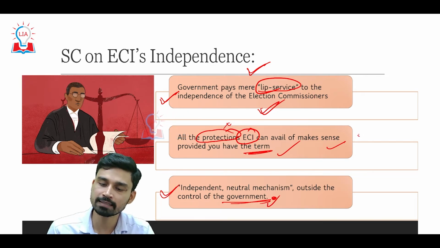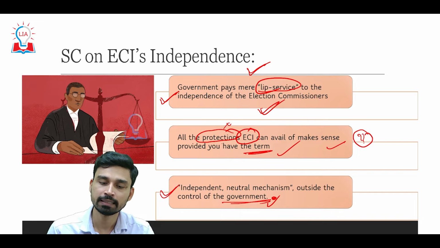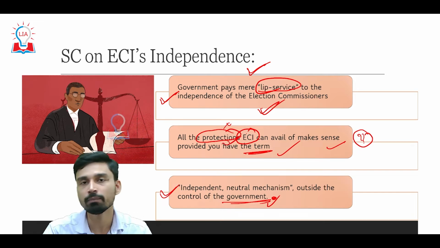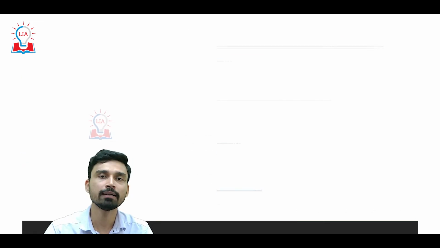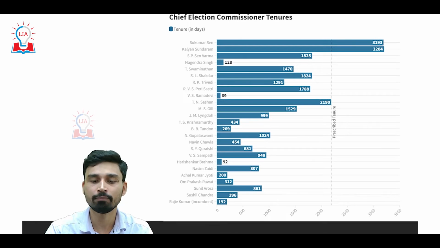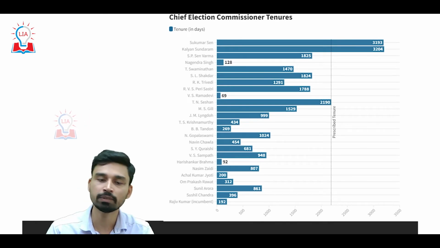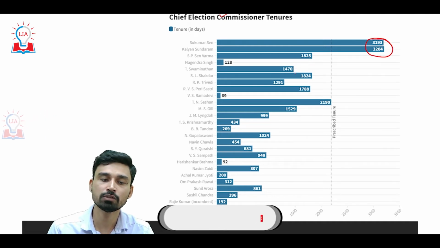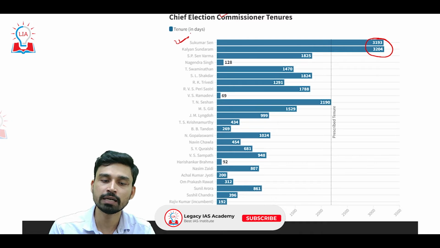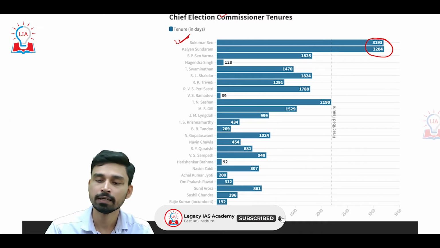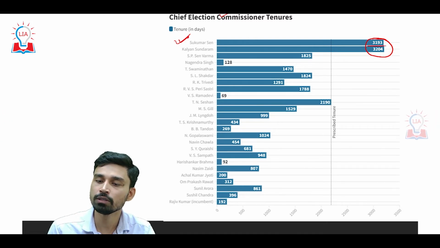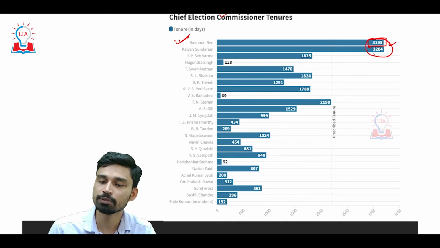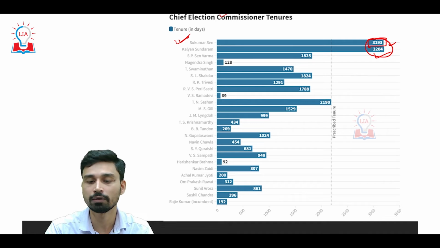So coming again to the second point that the Supreme Court has made, whether election commissioners are really not able to complete the term, let us look at this particular data that we have taken from the Election Commission website. If you compare the earlier times just after the independence of India, for example, the first election commissioner of India, Mr. Sukumar Sen, had a complete tenure of 3,193 days. After that, the second election commissioner enjoyed a tenure of 3,204 days.